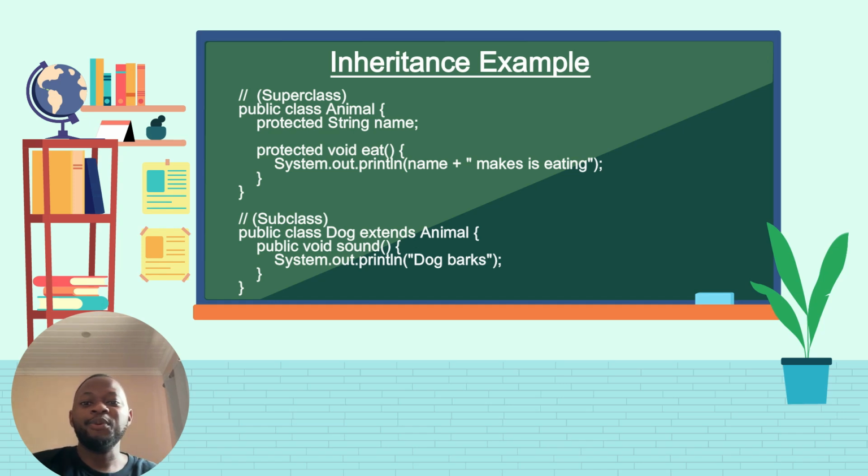As we see now, we are using the protected Java access modifier. The protected Java access modifier allows the field or method to be accessed by subclasses. So the name will be accessible to the subclass of the animal class, and the eat method will be accessible at the subclass of the animal class.